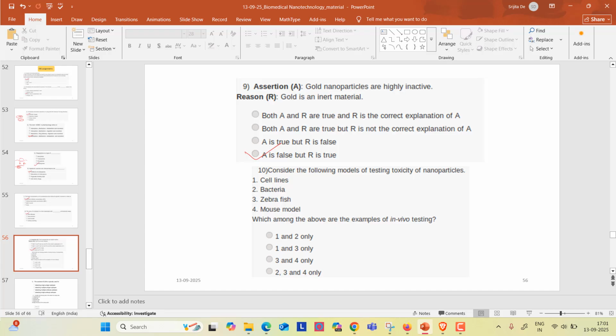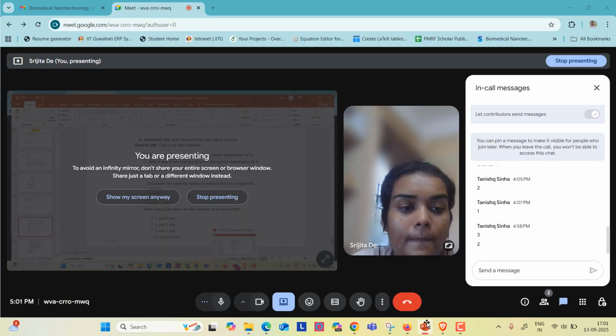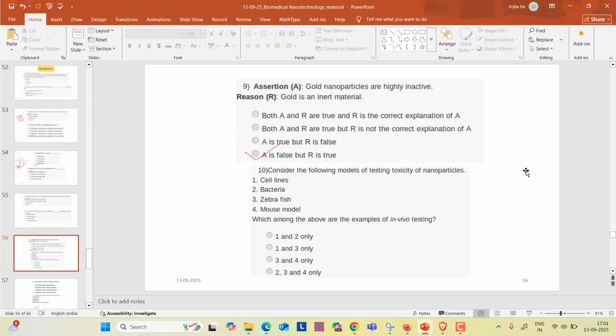Last question is: consider the following models of testing toxicity of nanoparticles: cell lines, bacteria, zebrafish, and mouse model. Which among the above are examples of in vivo testing? So in the case of in vivo testing, zebrafish and mouse models are used. Okay, so the answer is C and 4.